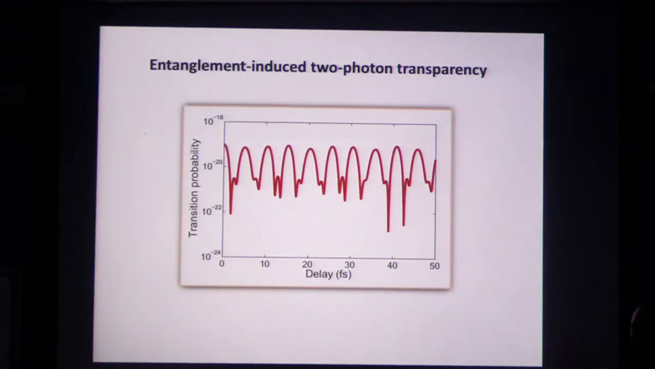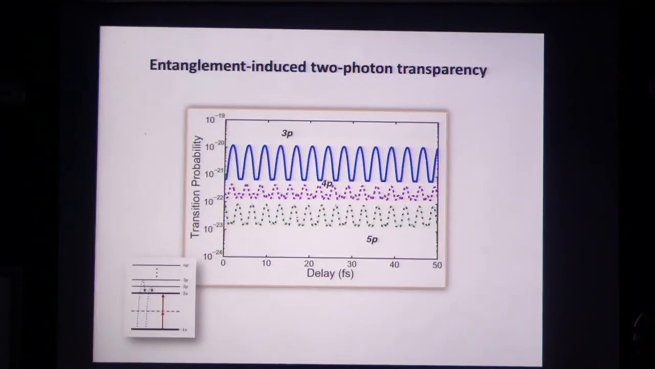So this is why we always like to entangle photons. And the smaller shadows, I will explain how these appear. To understand the shape of this signal, we look at individual transitions. Here we are just considering that the two photon transition happens only through one intermediate state. So one of them is 3P, 4P, 5P. And we see that there is also an oscillatory signal in each case.